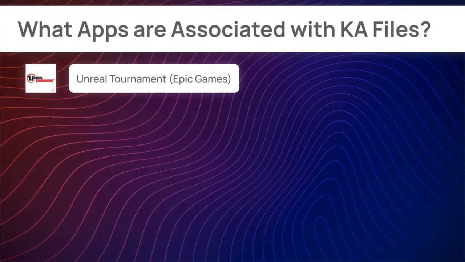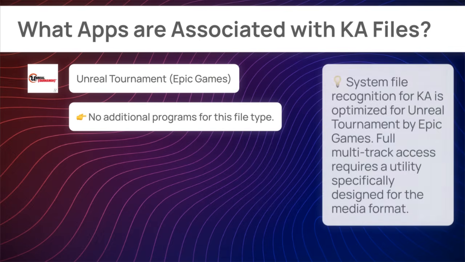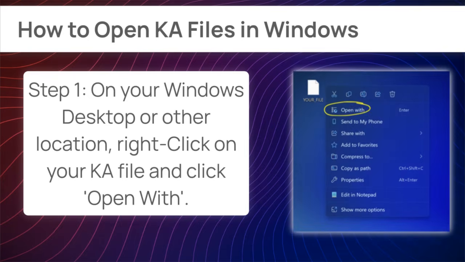The official utility recommended for the KA file is Unreal Tournament by Epic Games. Full multi-track access requires a utility specifically designed for the media format. Windows cannot preview game assets or data, so specialized tools are needed to work with them. We are performing the initial application diagnostic.